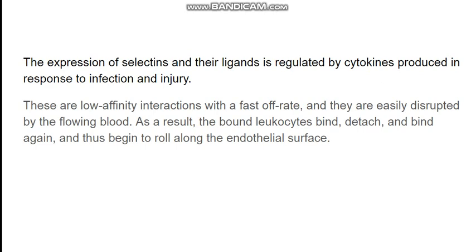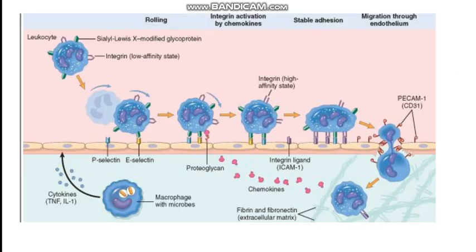So here you can see a very beautiful diagram showing a WBC and the endothelium, and here you can find E-selectin and P-selectin. Okay, and this is the ligand, this one, the Lewis modified glycoprotein. This is the ligand for E-selectin.